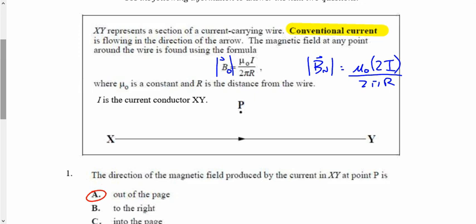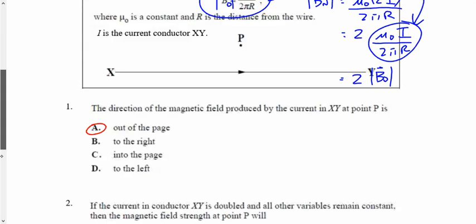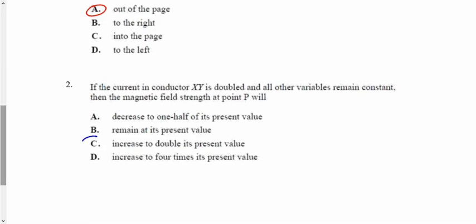We don't want to do that because we want to keep this equation looking as much as possible like my original magnetic field. So I'm going to pull the 2 on the top out front. I get 2 times mu times I over 2 pi r. That's mu times I over 2 pi r, the original magnetic field. So we're going to say that this is 2 times the original magnetic field, which means the answer to this question is going to be increase to double its present value. How many people got that?